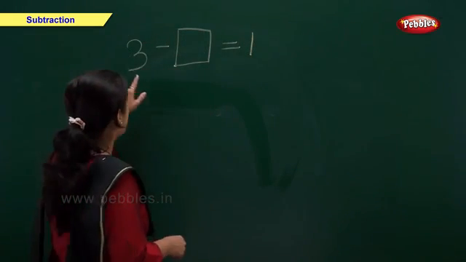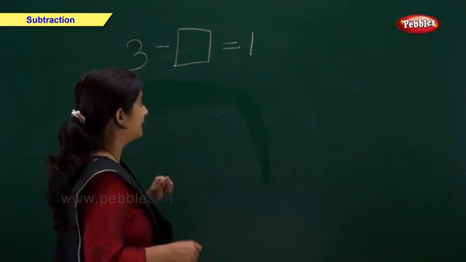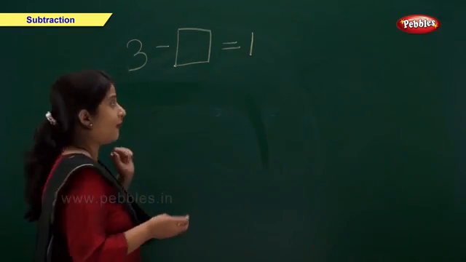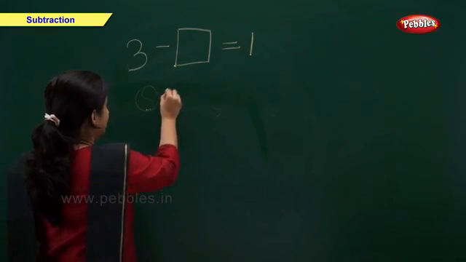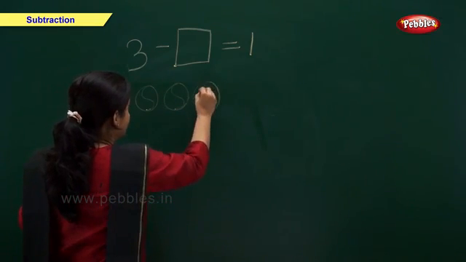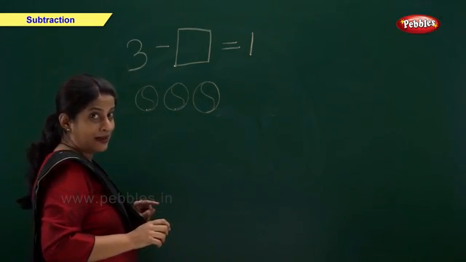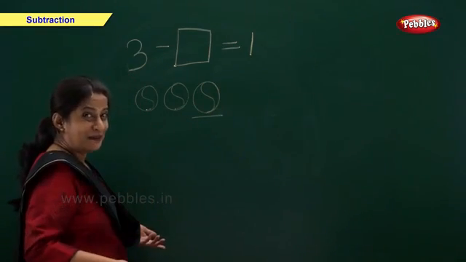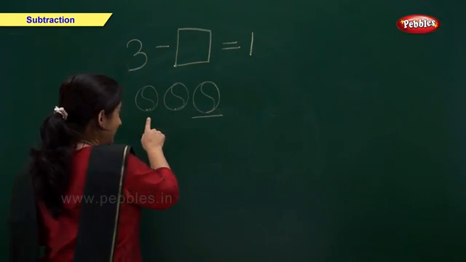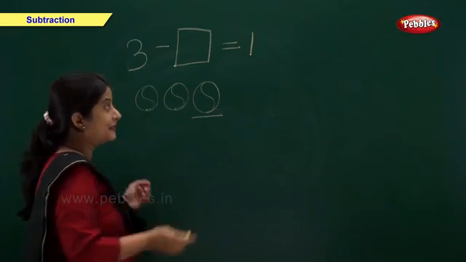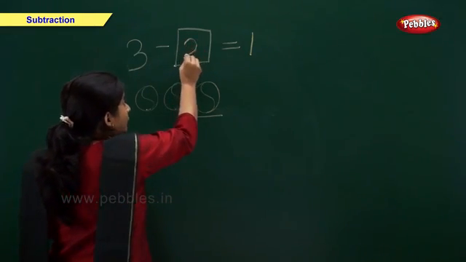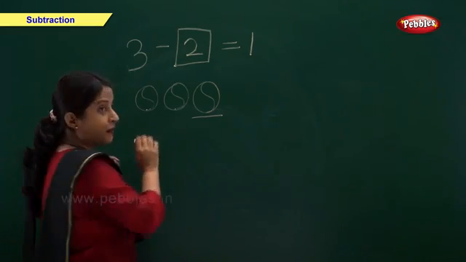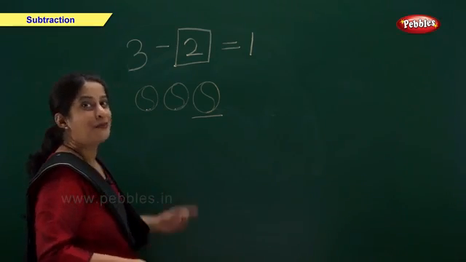Now we have 3 minus how many is equal to 1? Friends, our answer should be 1. So now let us draw 3 balls. 1, 2 and 3. Now we will underline 1 ball. 1. How many balls remaining? Let's count. 1 and 2. So friends, 3 minus 2 is equal to 1. That is 3 balls minus 2 ball is equal to 1 ball.